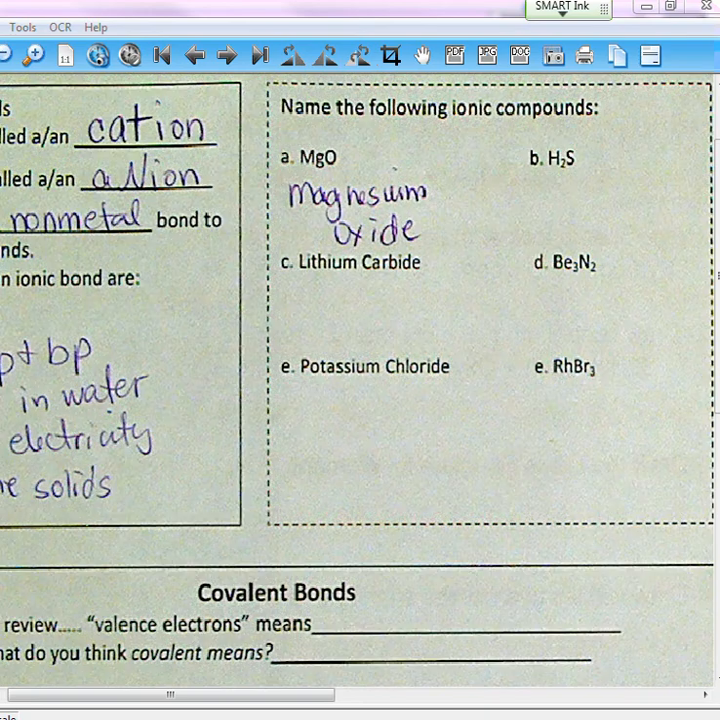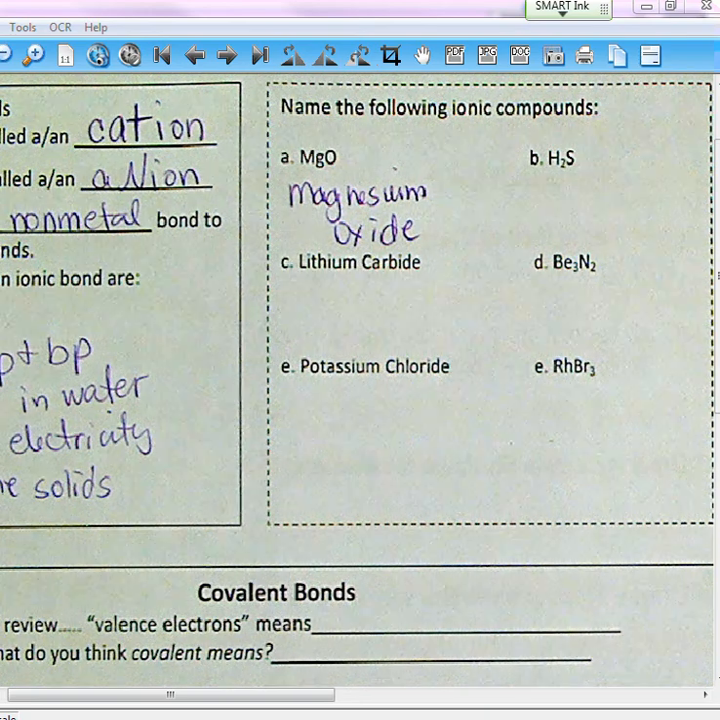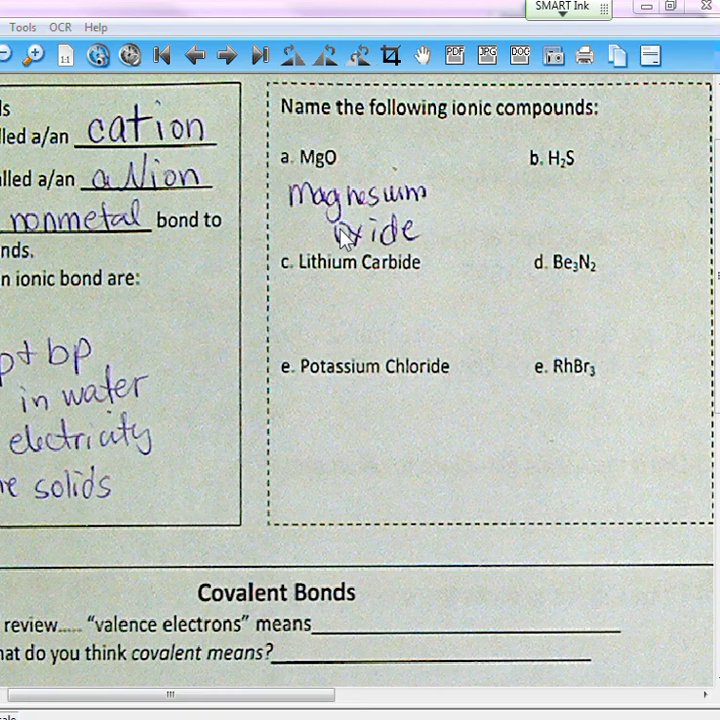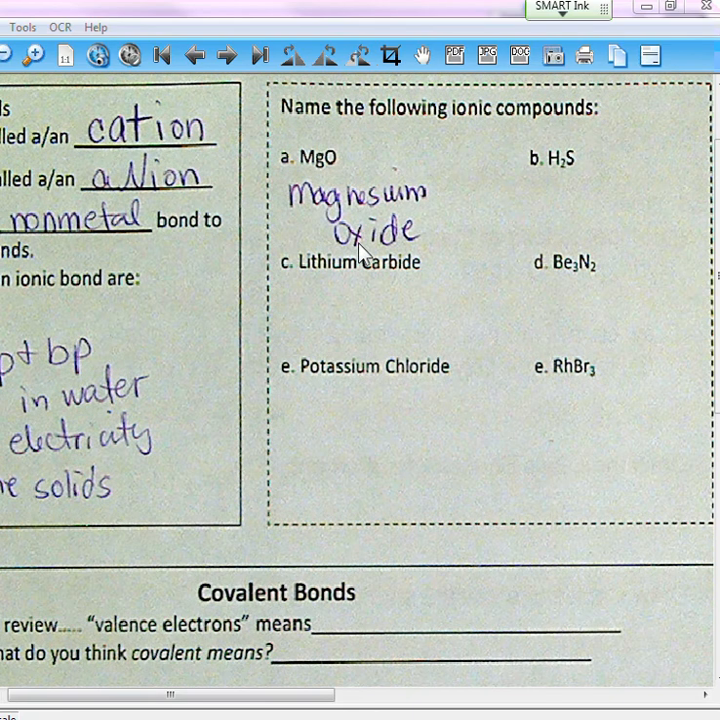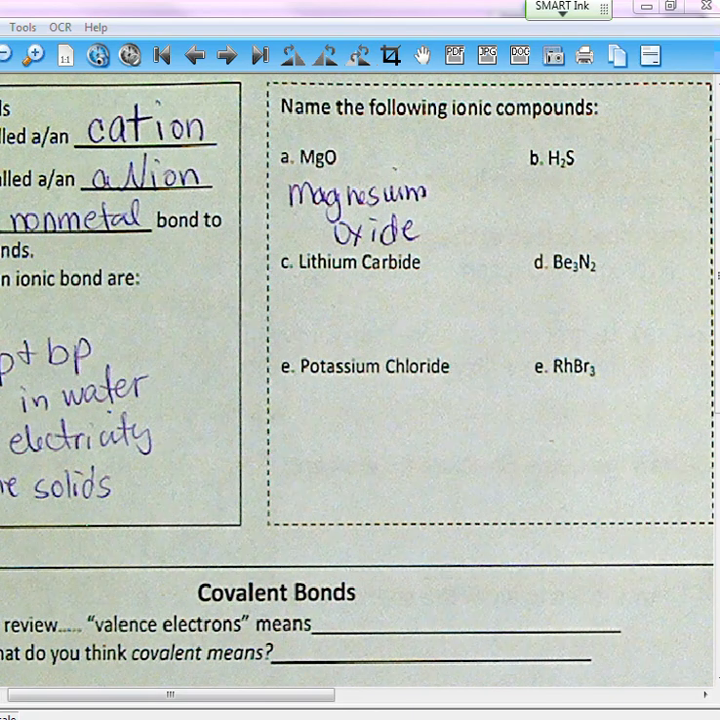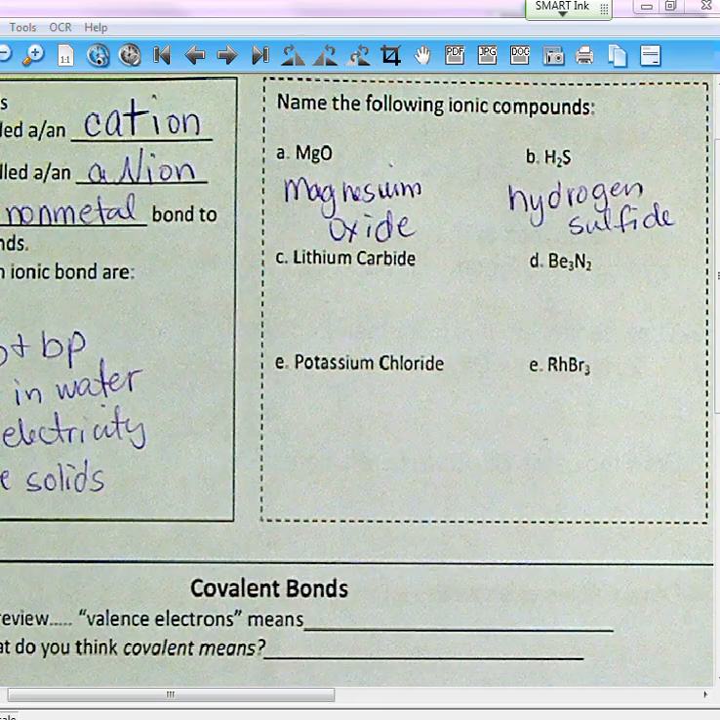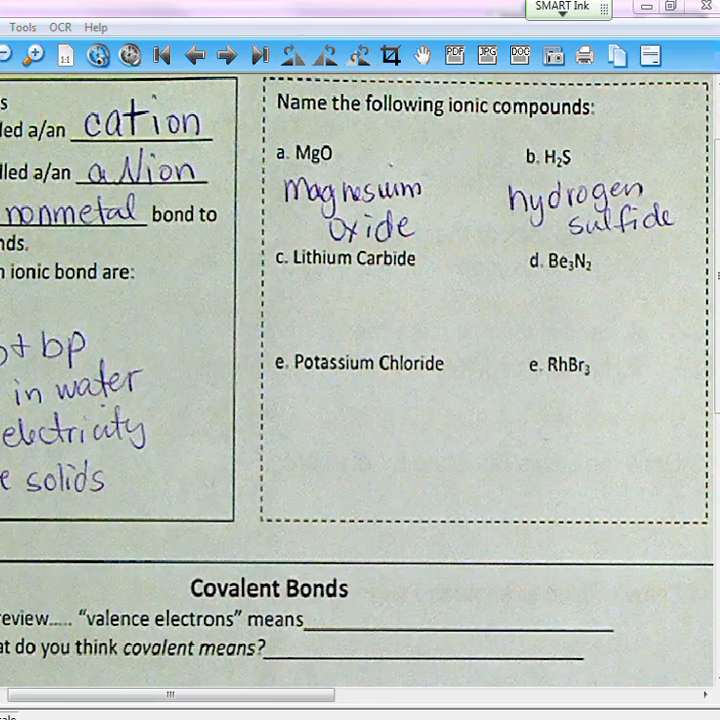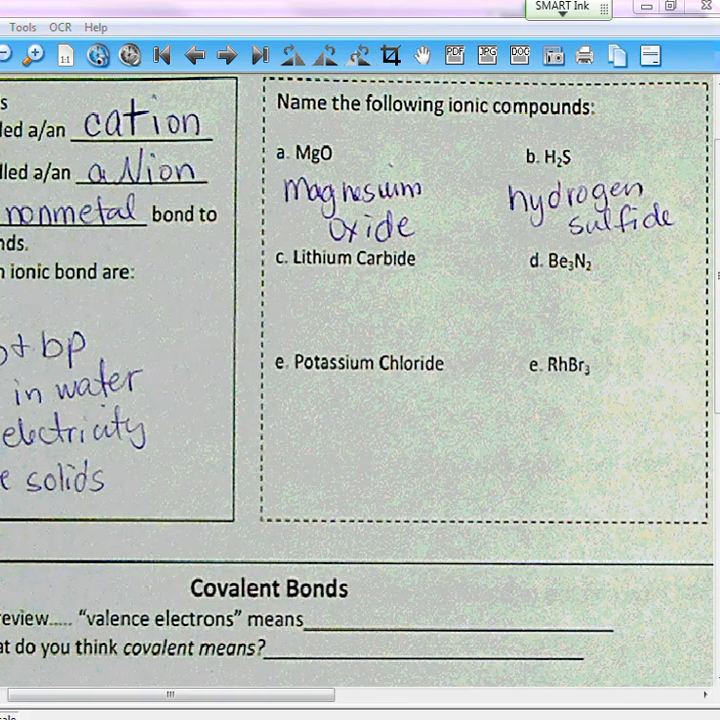Magnesium and oxygen. Magnesium is not a transition metal, so you will go ahead and name it normally and add IDE to the second name. B is hydrogen sulfide. And on C, you are going to have to write the formula.